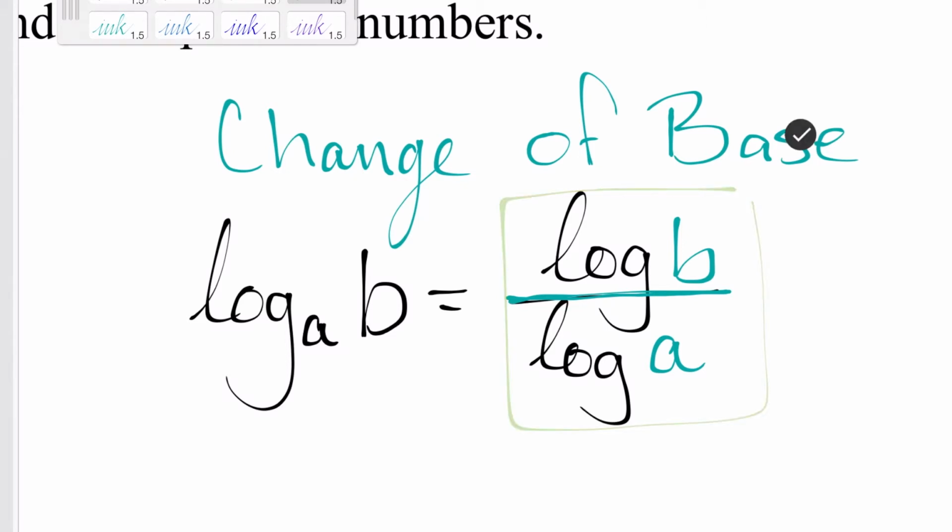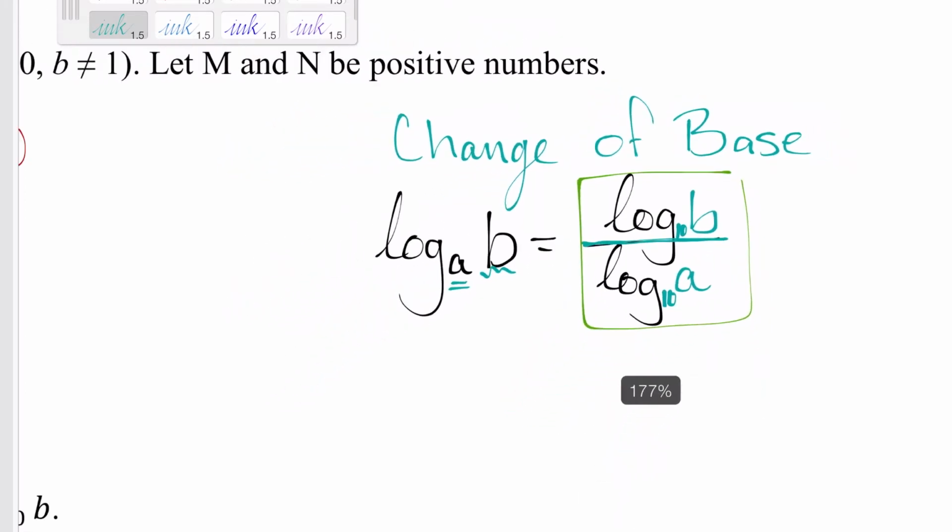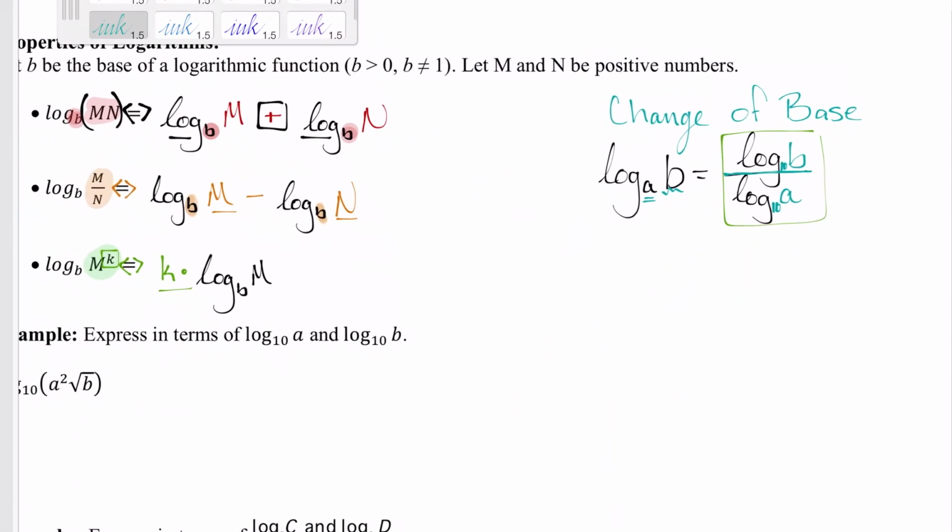So if I have log of some base A of B, then we'll have log base 10 of B divided by log base 10 of A. And these two are going to be equal to each other. So it's a way to figure that out if we can't necessarily plug it into our calculators.